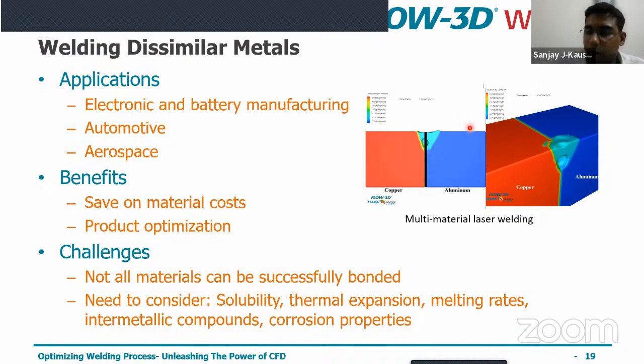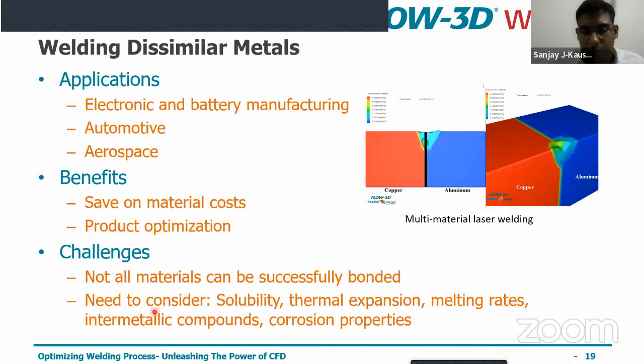One major important thing is that not all the materials can be successfully bonded. Here in this particular example, we are looking at copper and aluminum. And we are trying to see, at one particular location, what is happening and what is the porosity that we are getting. And also we have to consider what kind of materials to go with. You cannot add iron and aluminum together. There are certain parameters that have to be met before you weld dissimilar metals.